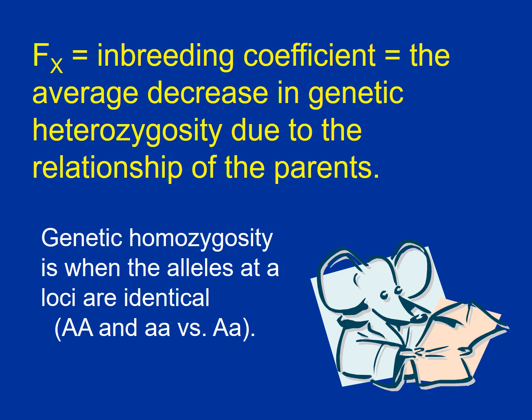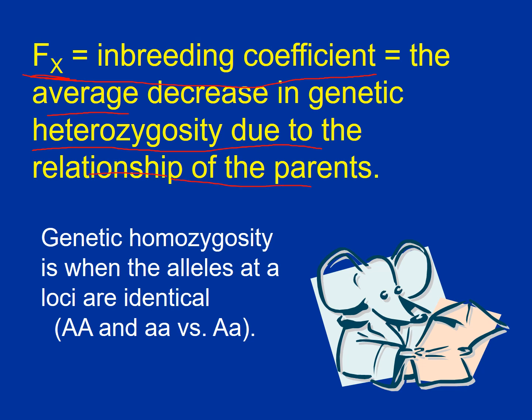All right, so you've determined that an animal is inbred because of a common ancestor, but how inbred is the animal? The animal can be highly inbred or not very inbred at all. The degree of inbreeding we measure with the inbreeding coefficient, a capital F sub X is common nomenclature. And the number does stand for something. It's the average decrease in genetic heterozygosity due to relationship of the parents.